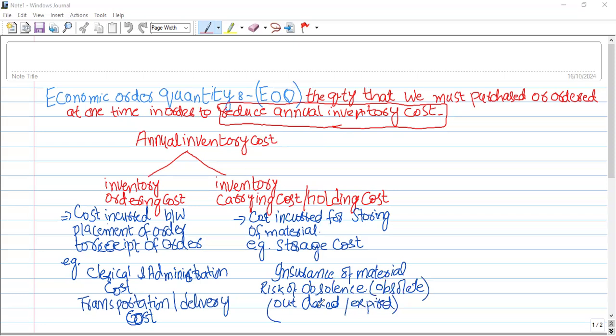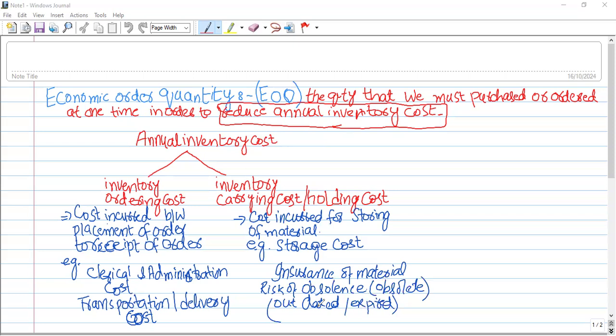Whenever we order any quantity from the supplier, there are two types of cost incurred, that is annual inventory holding cost and inventory ordering cost. What is the main purpose of EOQ? The main purpose of EOQ is reduction of these two costs, ordering and carrying cost. We want to reduce these two costs.